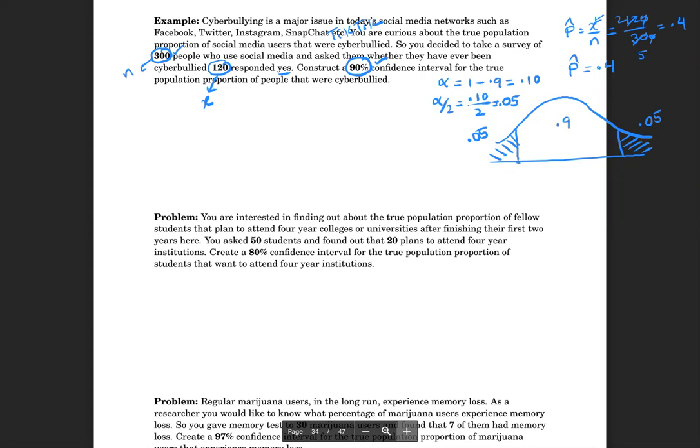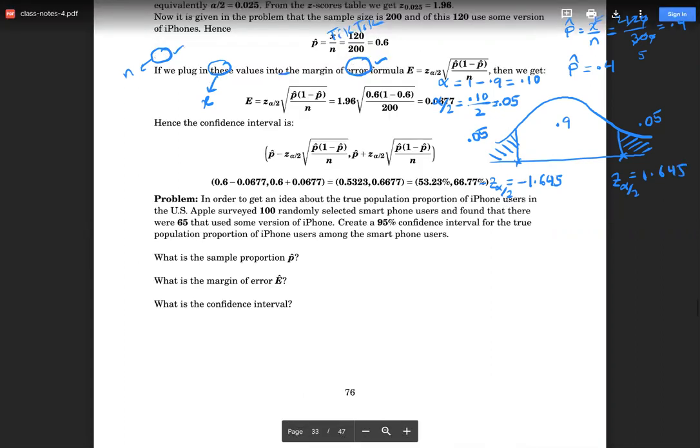Now we've got to find this value and this value. You can look it up in the table and you'll see negative z sub alpha over 2 is going to be negative 1.645. This is a special value. You can look it up. And z sub alpha over 2 is going to be 1.645. Actually, I'm going to go ahead and take you to that spot.